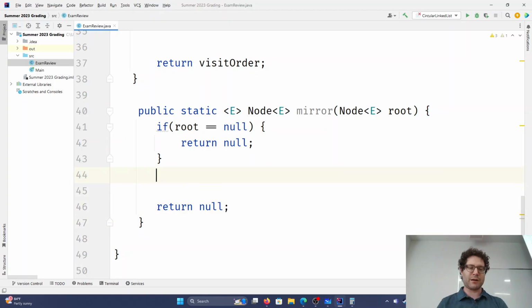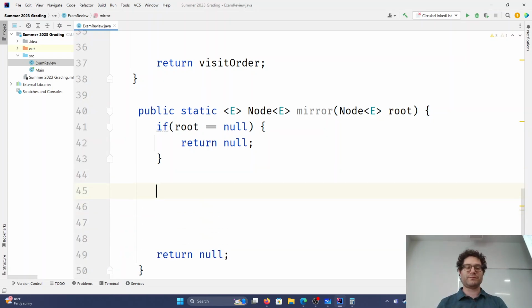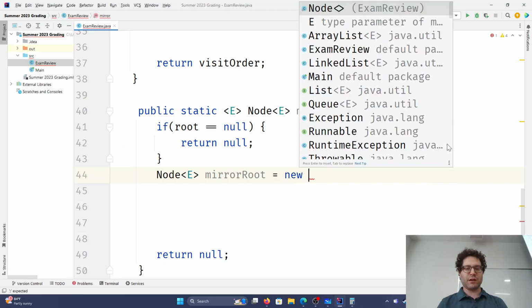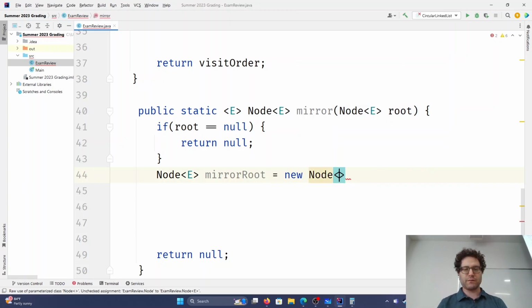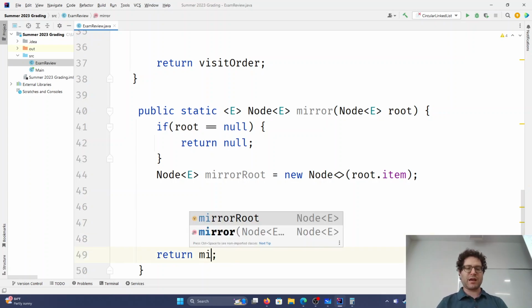Right? Okay, what if I'm not null? Well, in that case, I need to create the node, what we're going to call the mirror root, right? It's going to be a new node. And what does it have? It has its own root.item, right? Same item as me, just a new node. And at the end of the day, I need to return this.